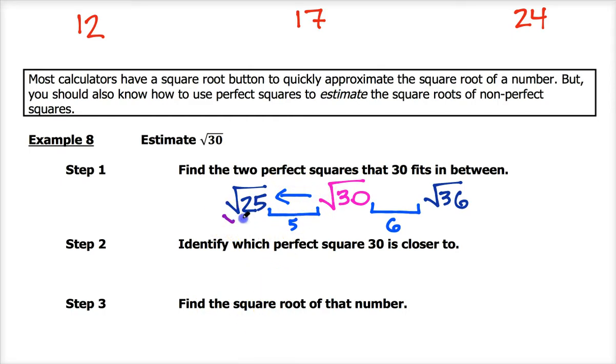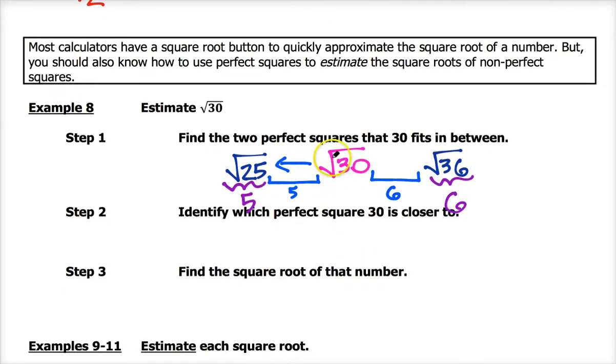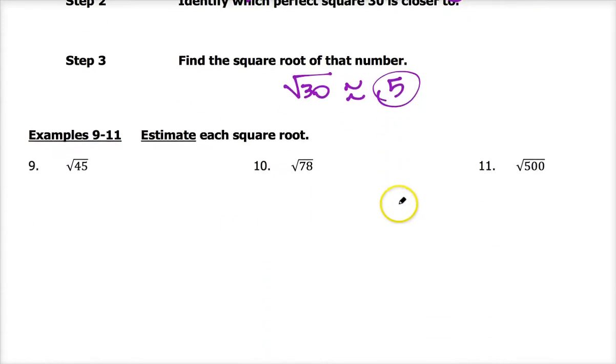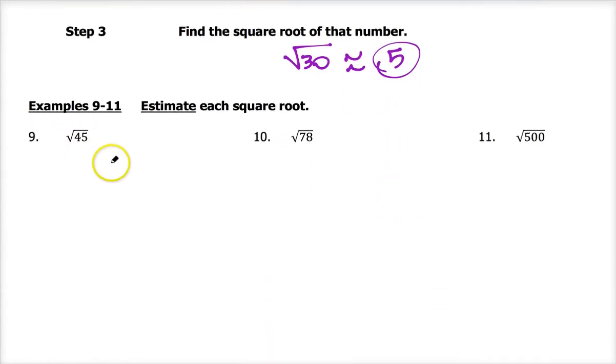Well, we know the square root of 25 is 5. The square root of 36 was 6, but because 30 is closer to 25, we're going to say that the square root of 30 is approximately, it's not exactly, but it's approximately, and that's what this little squiggly equal sign means, approximately 5. So by finding what two perfect squares 30 lies between, we can say that the square root of 30 is approximately 5. So now we'll do that for these last 3 square roots here.